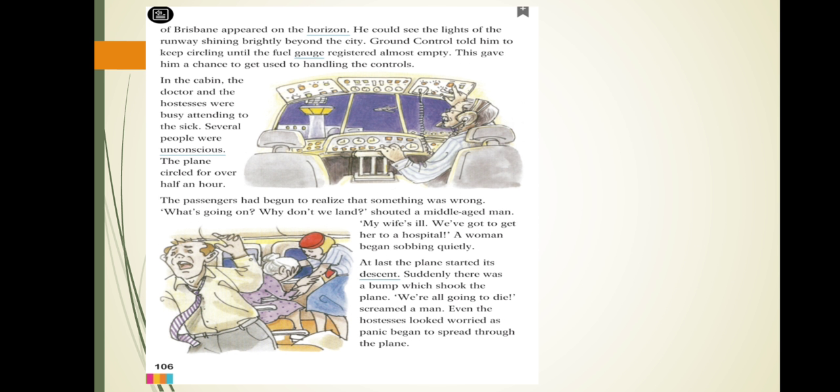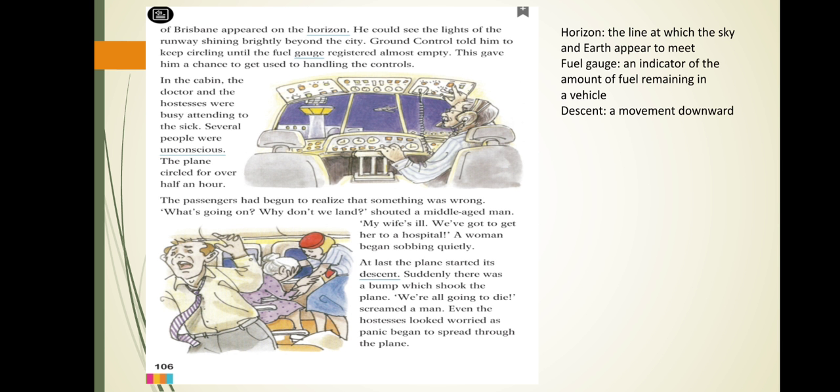the lights of Brisbane appeared on the horizon. That means after an hour they can see it. What is horizon? Here are the meanings: the line at which the sky and earth appear to meet. That means they can see the ground where they have to land. Brisbane arrived. So they arrived at Brisbane.